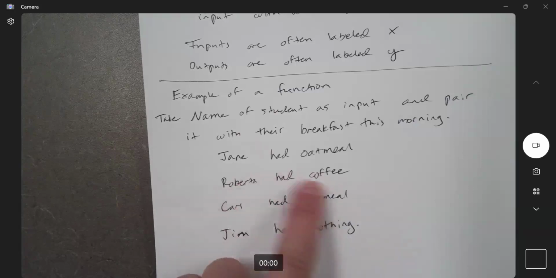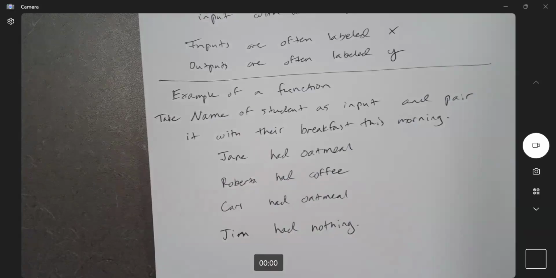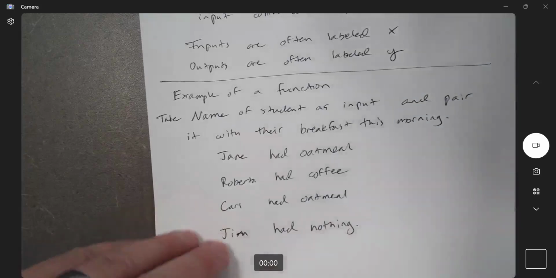Yeah, because there's that nice set of instructions right there, right? This is a pairing. If I said, wait a minute, what did Roberta have for breakfast? Coffee. Is that consistent? Every time I ask you what Roberta had for breakfast this morning, you give me the same answer. Okay. What did Jane have? Cool. So I definitely know what Jane had. What did Carl have? Oatmeal. So I definitely know what Carl had. Very clear, very consistent. Jim had nothing. That's okay, right? Sometimes you get an input that pairs with no outputs. That's okay too.